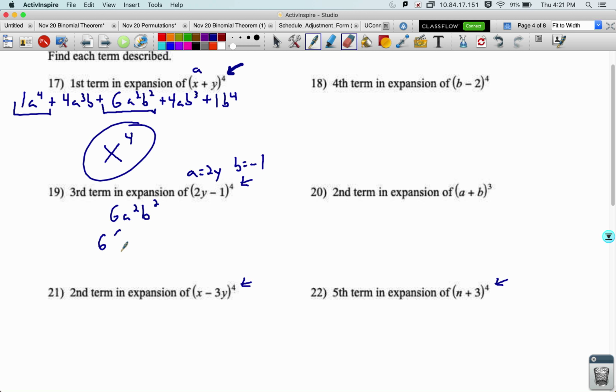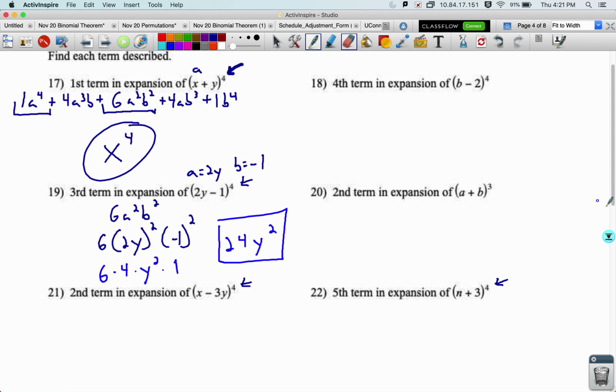And now I use a set of parentheses so you don't mess up the order of operations here. The a gets replaced with the 2y, but that squared is going to go to the 2 and the y. And the b gets replaced with the -1. All right, simplify this just a little bit at a time. This will be 6 times 4 times y squared times -1 squared. It's going to flip back to being a positive 1. And then 6 times 4, we get 24y squared.